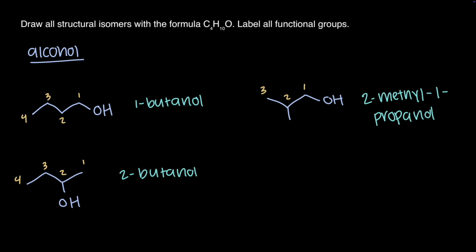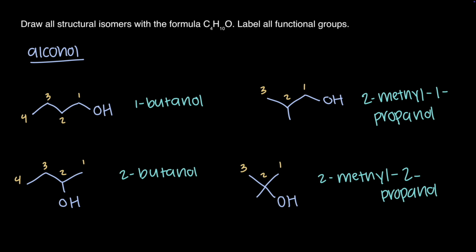Next, I can do the same thing with 2-butanol. Taking off a methyl and putting it in the middle will give us a new compound called 2-methyl-2-propanol. These will be all of the alcohol compounds we can create.